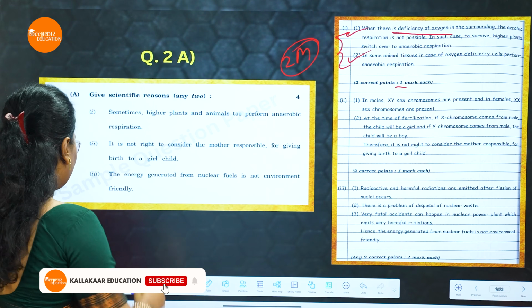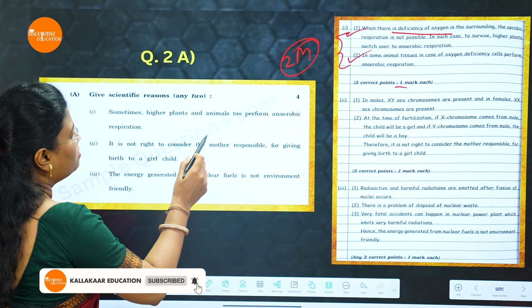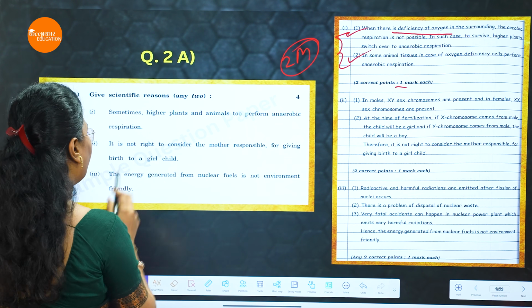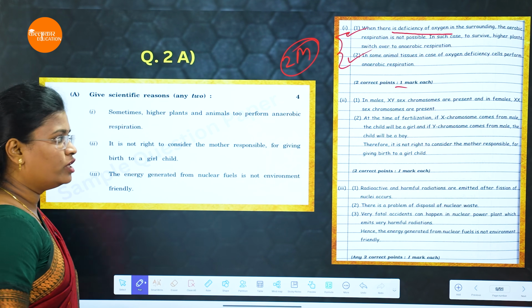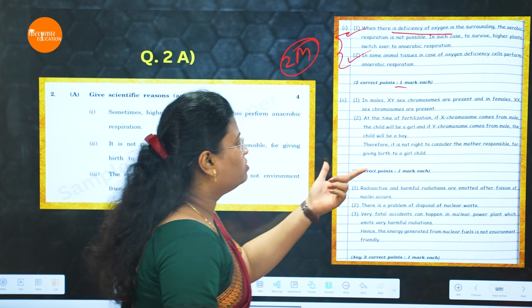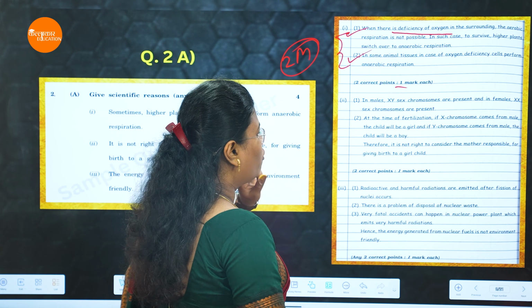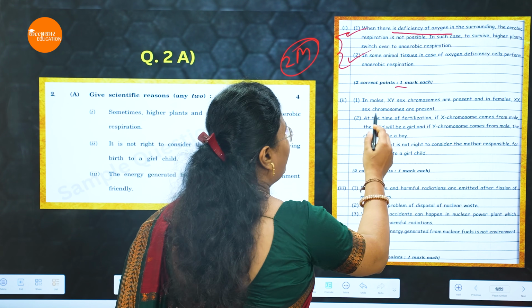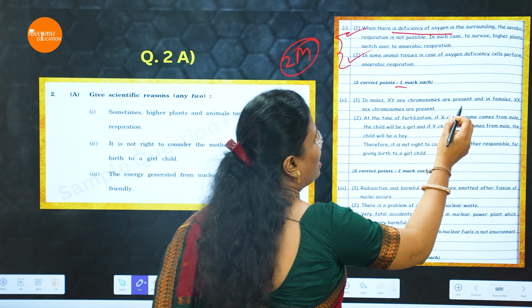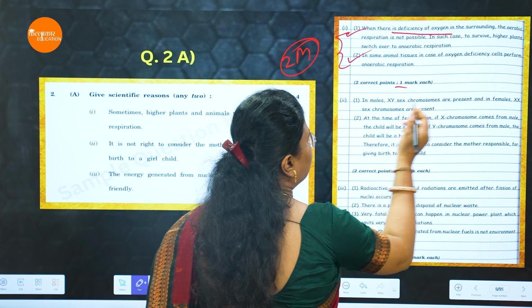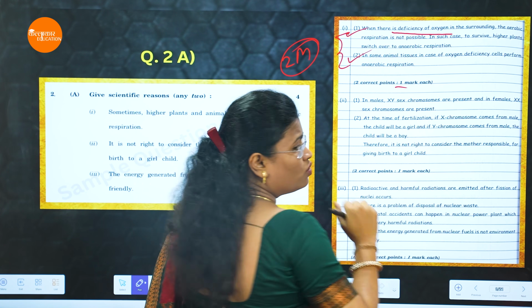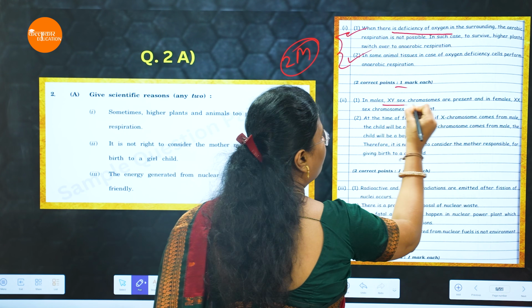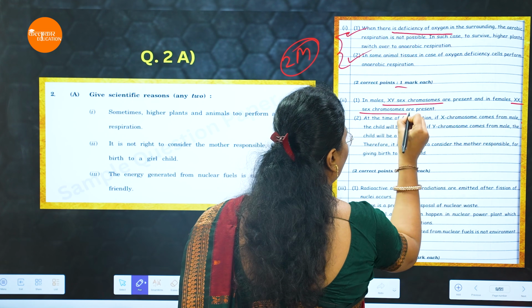The second question is: it is not right to consider the mother responsible for giving birth to a girl child. For this you have to answer in 2 points. For 1 correct point you will get 1 mark. In males, XY sex chromosomes are present. In females, XX sex chromosomes are present. You have to mention this part very clearly in your first point.